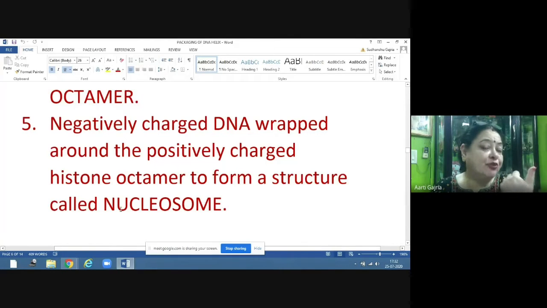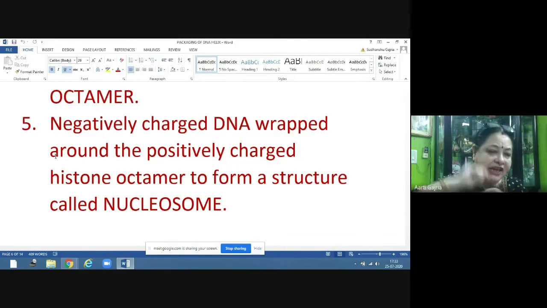In case of prokaryotes, it was nucleoid, and that was protein with the DNA. Here, the proteins are histones, and they are present in an octamer unit, which is called histone octamer. And around this histone octamer the DNA is wrapped, and this structure is called nucleosome.